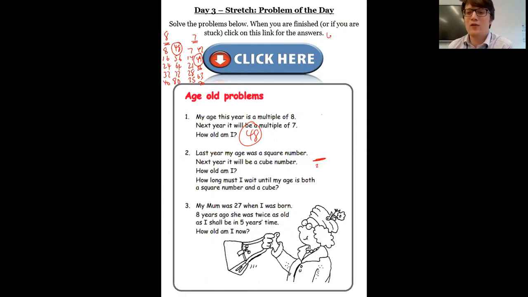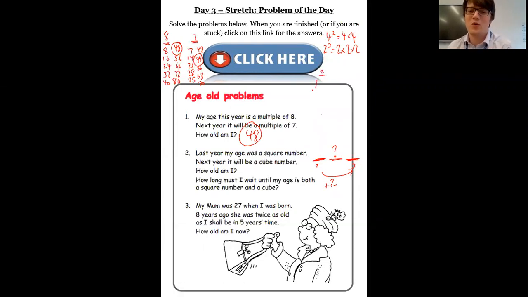Remember, a square, like 4 squared, for instance, is 4 times 4, which is 16. So times by itself. I don't know what I am this year. And next year, I'm going to be a cube number. Like 2 cubed, for instance, is 2 times 2 times 2, which is 8, times by itself twice. So the difference between the squared number and the cube number needs to be 2, because I'm adding 1 to this year, and then to next. So last year, to this year, to next year, I'm adding 2. So again, probably a good thing to do is write out my squared numbers.